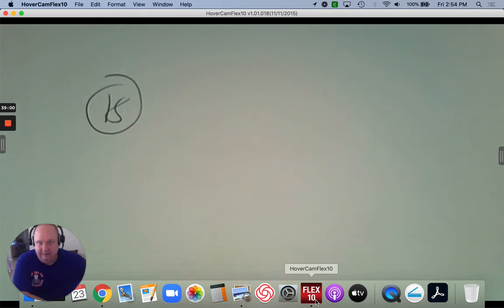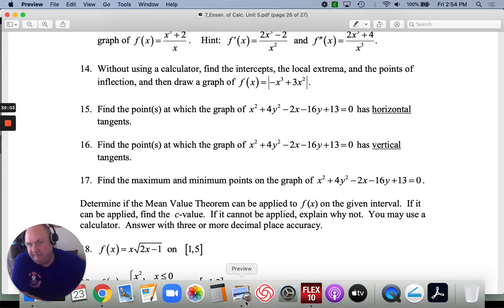Number 15, let's get back to this. Find the points on the graph that have horizontal tangents or vertical tangents, and then the same thing about maximum and minimum. So 14, 15, or 15, 16, 17, and then I'll do another video after this.